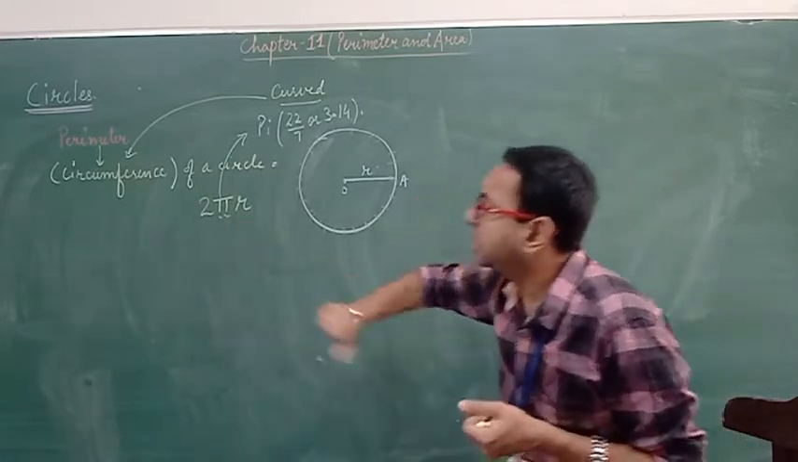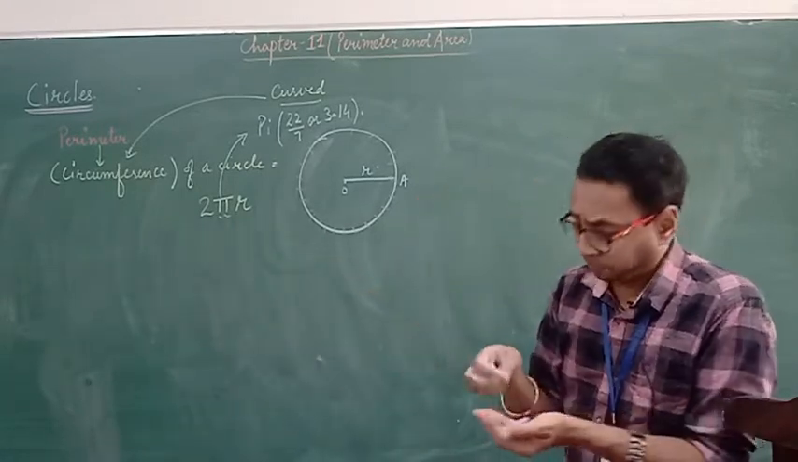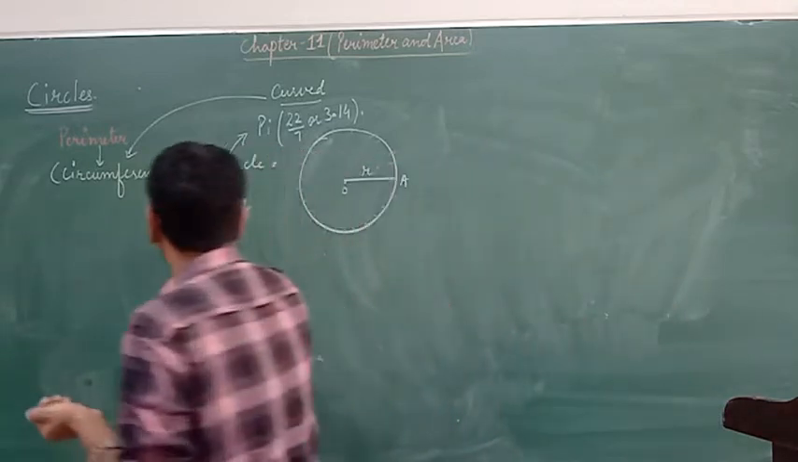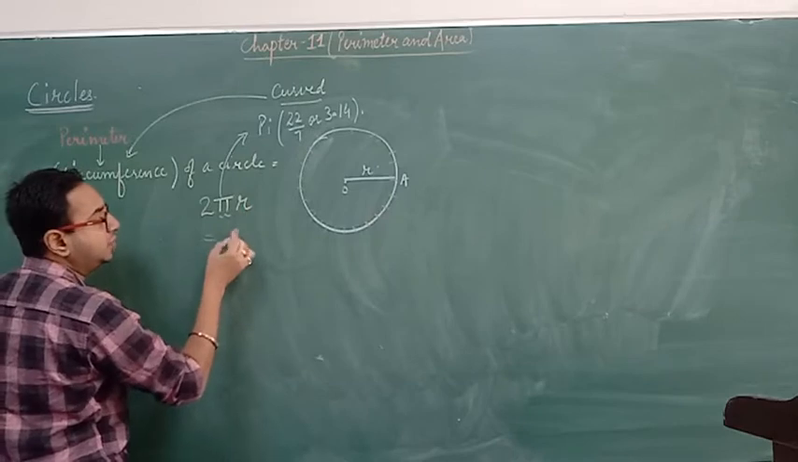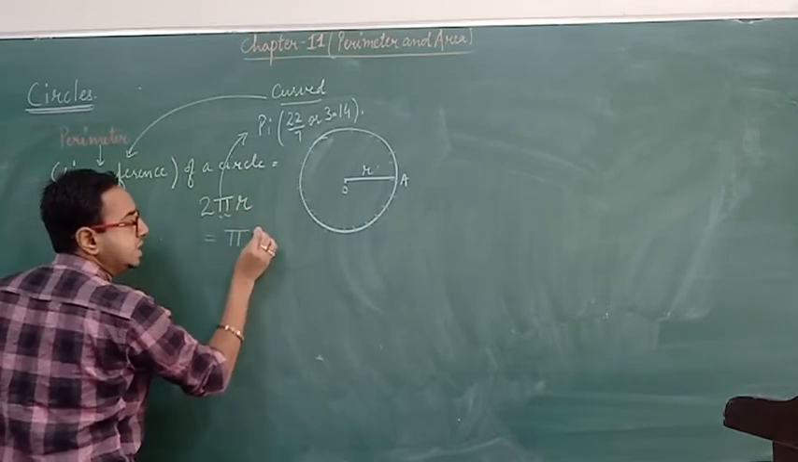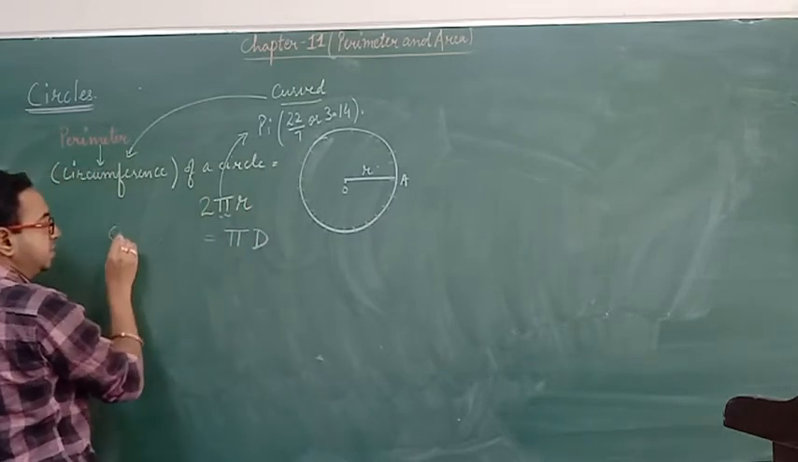Now, you might be thinking how we got this pi. I'll tell you. Can I write that 2r is always the diameter? We always know that. So, can I write this formula as pi d? Understand. Circumference.